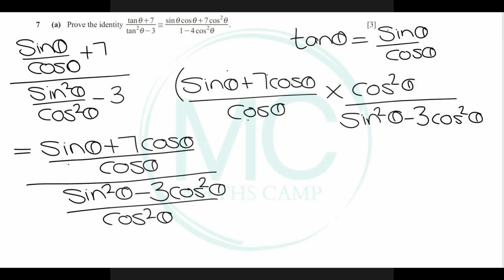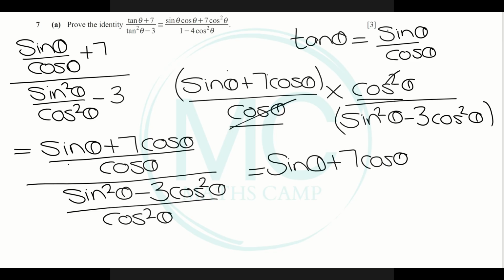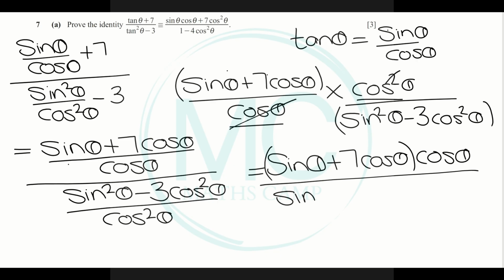But the numerator over here and the denominator over here include two terms that are not the same, so we cannot cancel. But we have a cosine down here in the denominator and cosine squared up here. So the cosine will cancel with the square. And now we have sine theta plus 7 cos theta. Let's put this into a bracket, multiplied by cos theta over sine squared theta minus 3 cosine squared theta.